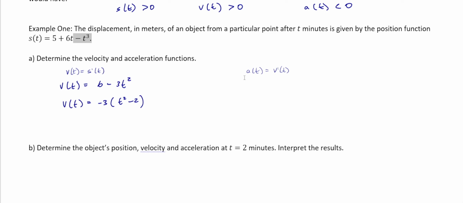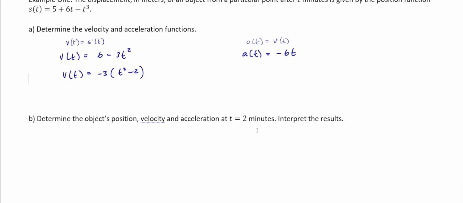function. Now, when finding the acceleration function, the easiest thing to do is take the derivative of this one right here. I'll just try and highlight it for you. This one right here is the easiest one to take the derivative of, as opposed to having to try and take the derivative of this one right here. Just go ahead and take the derivative of this because the derivative of 6 is 0, and the derivative of this would be negative 6t. And there we have it.